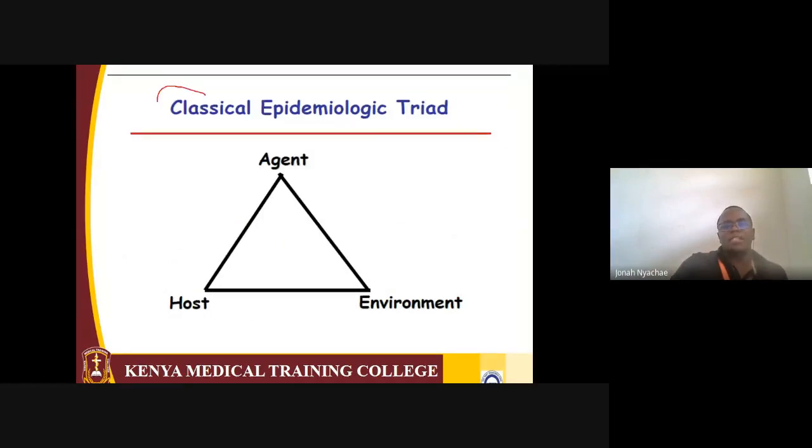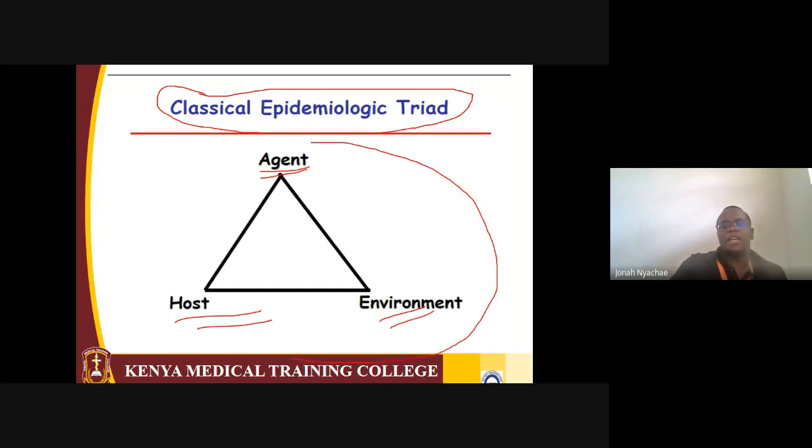So we also have the classical epidemiological triangle, which we shall talk more about. In the classical epidemiological triangle, we are talking about the agent, the host, and the environment. I'm going to talk about this in detail. But right now, know that these three entities are in constant balance. It has to be in balance. Otherwise, we may have diseases which may eliminate the host. So they interact amongst themselves.